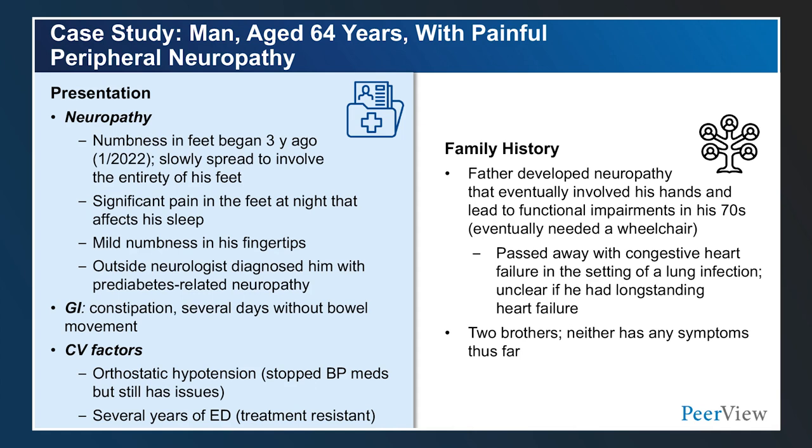And then when taking the family history, he did have a family history of neuropathy. It was pretty severe in his father, leading him to use a wheelchair. He also had heart issues, so several red flags here. His brothers didn't have any symptoms.